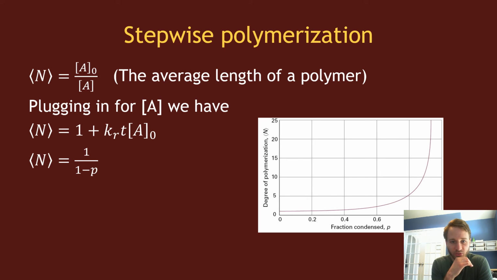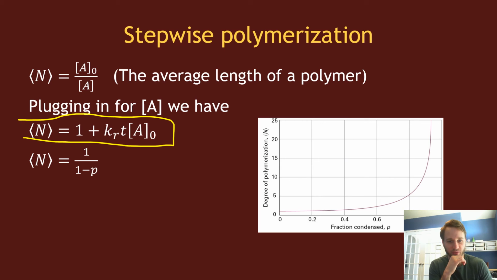Using that average polymer length and plugging in what we know for the concentration of A, the average length of a polymer has this functional dependence in time, or is also related to the fraction of polymerization by this equation here. Plugging in for what P is in terms of the time dependence, you get that equation. So if we look at the fraction of polymerization versus average polymer length, that has this 1 over x type figure.